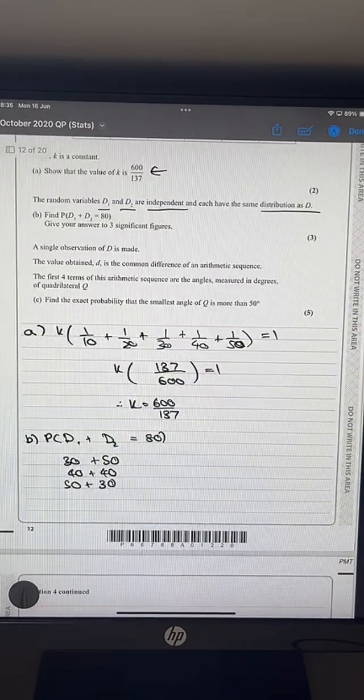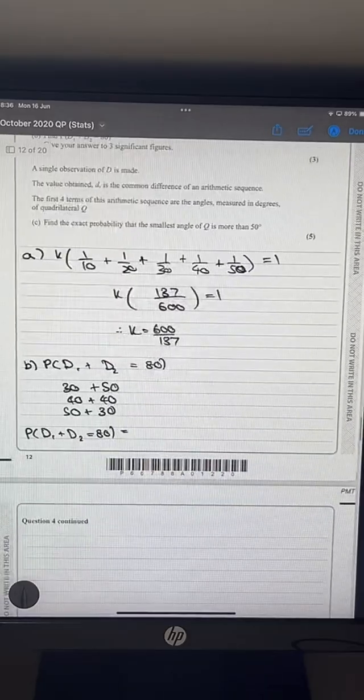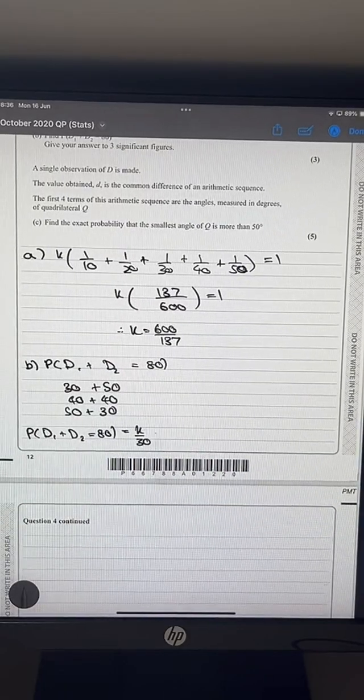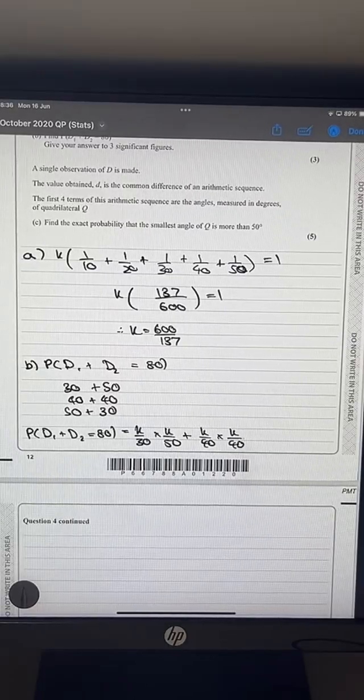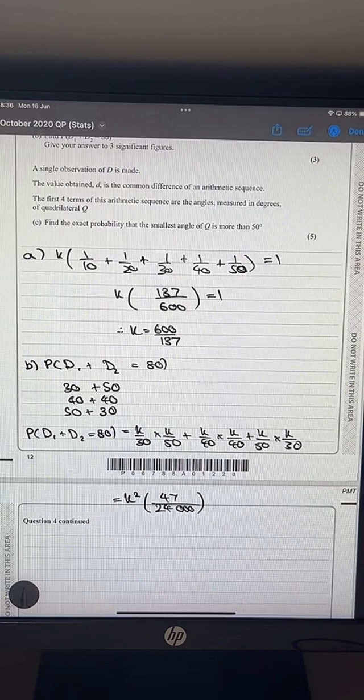So now all I have to do is work out my probability. If you have two things going on, you multiply, and you add each of the separate ones. So the probability of D1 plus D2 equaling 80 is the probability of 30, which is k over 30, times k over 50, plus k over 40 times k over 40, plus k over 50 times k over 30. And if I multiply that out, I get k squared multiplied by 47 over 24,000 in my calculator, just multiplying and adding through. And then I know my value of k is 600 over 137.